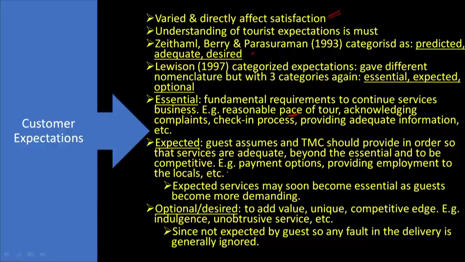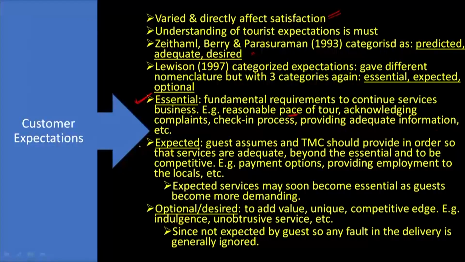So, providing this adequate information, all these things become a part of essential service, and essential service in terms of Zeithaml, Berry and Parasuraman is predicted. So, this is something which your tourist is already predicting. Just listen to me very carefully now. Since your tourist is already predicting, it means this is the minimum which you need to do as a service provider. By bypassing these services, service delivery was not done at all. So, this is like the must, the core of a product, okay, the core of a service.